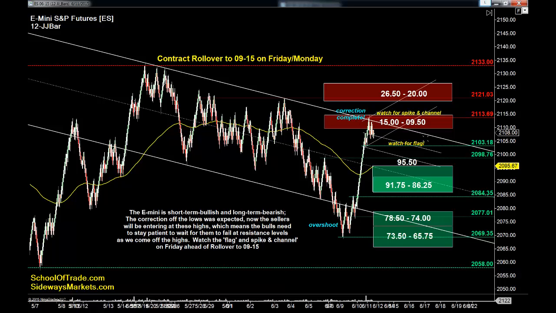Okay? Now, watch out here right now for that flag or that spike in channel. Do you see it? There's your spike. Remember, spike in channel keeps going higher, lazy higher, right? That's the clue. That's what makes, in my opinion, a spike in channel or a flag so difficult to trade, because it feels like you must be doing something wrong because it's moving so slowly.